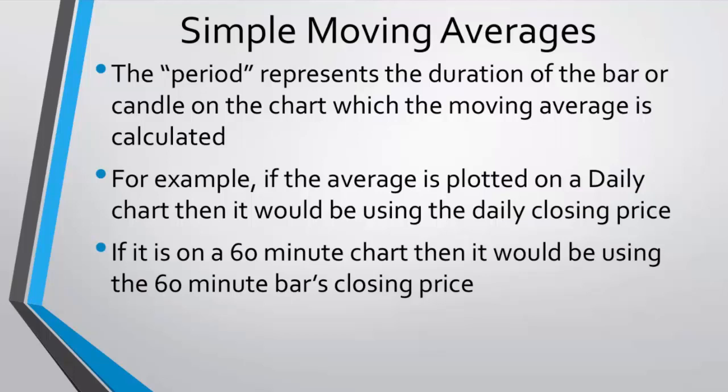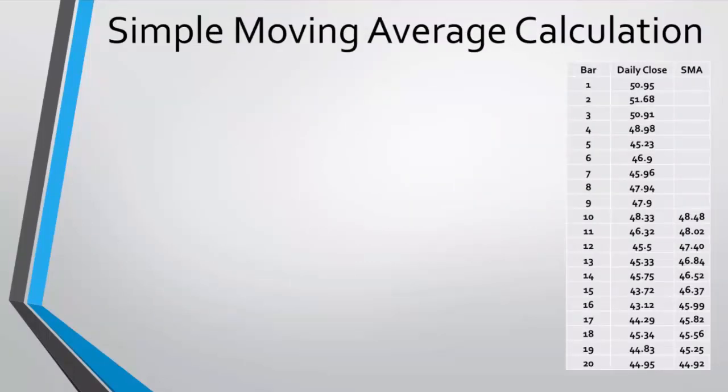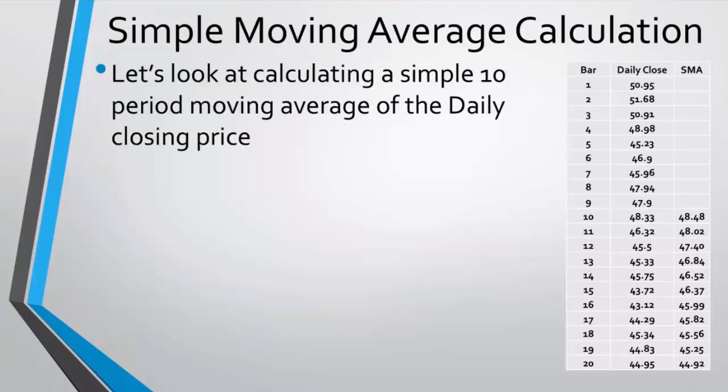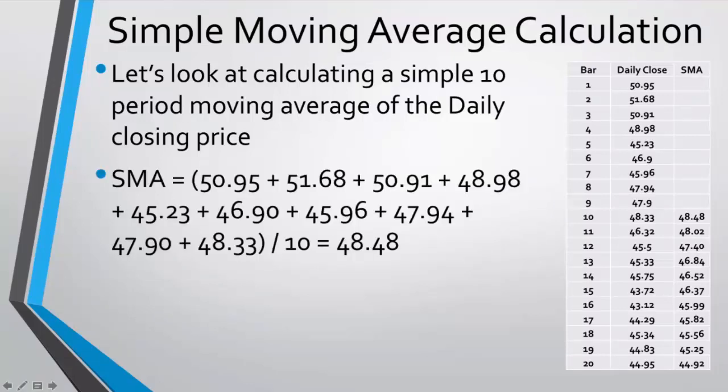Let me go ahead and turn it over to Mike to talk a little bit more about the calculations. So let's take a look at the simple moving average calculation. Now we're going to do this by looking at the simple moving average calculation of a daily closing price. So on the right-hand side, you see the daily closing price, and you need at least 10 inputs before you can calculate this. Otherwise, you couldn't take the average of 10 periods. So what we do is we add 50.95, 51.68, 50.91, etc., all the way down to 48.33, and then divide it by 10, which gives us our first SMA calculation, which would be 48.48.